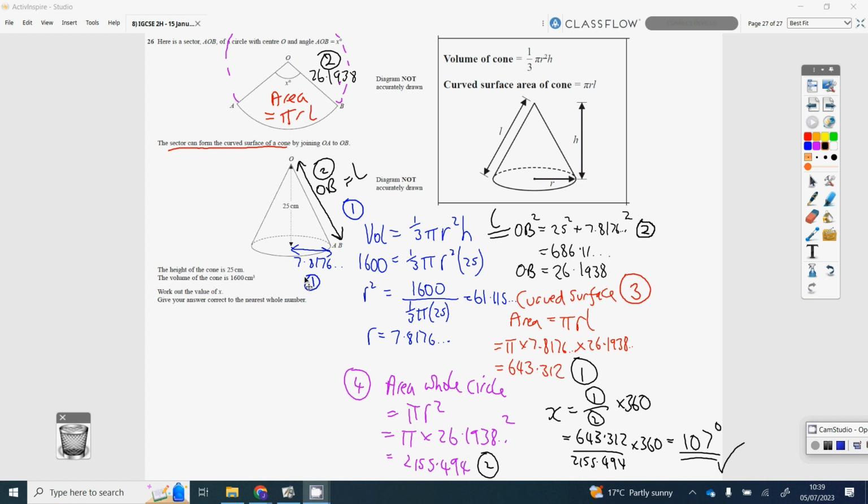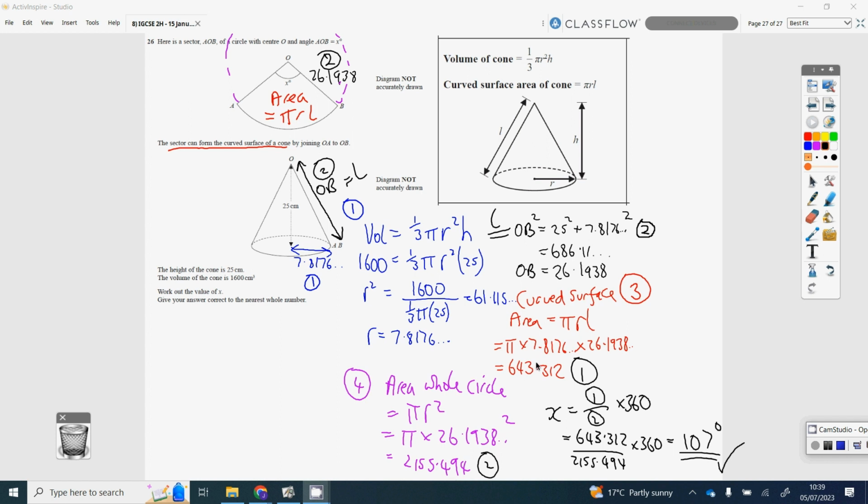Radius 7.8176, and L the 26.1938. So that's all the bit here in red. So I've worked out that this area here is 643. Now, what about the area of the whole circle, just using pi r squared? Well, my radius is 26.1938. So down here in purple, I've worked out the area, had it been a whole circle, to be 2155.